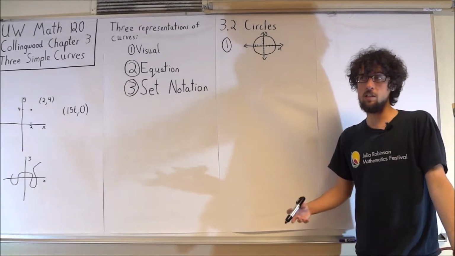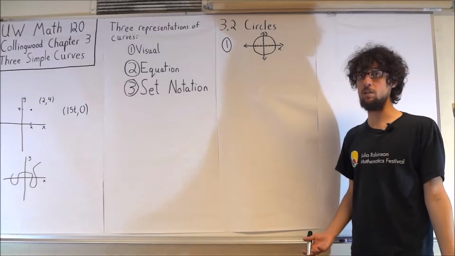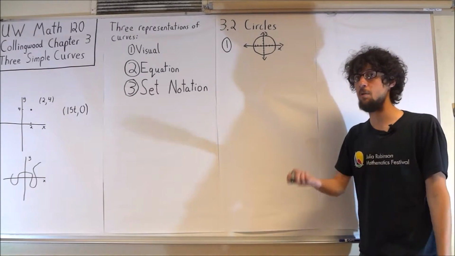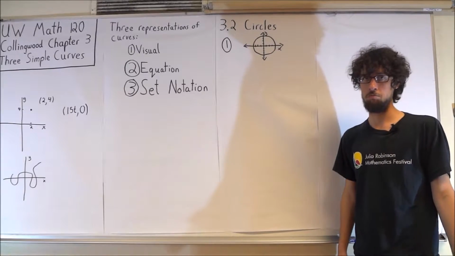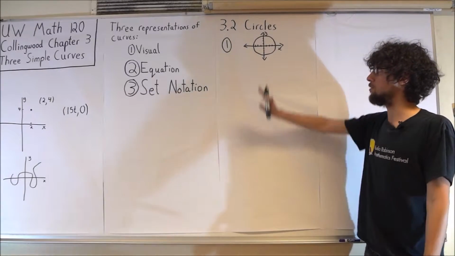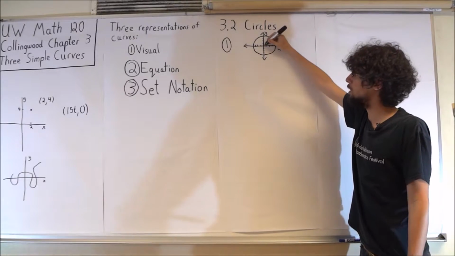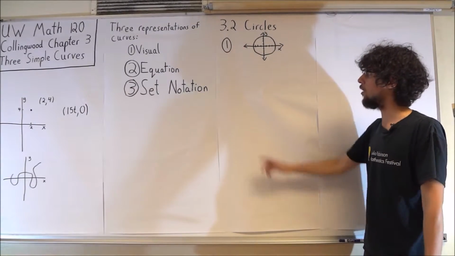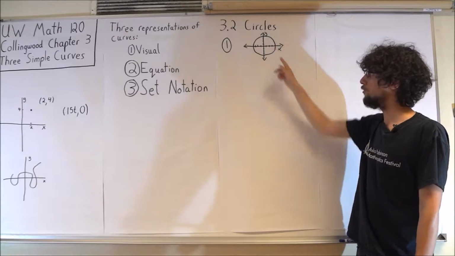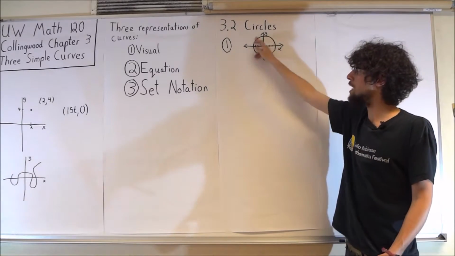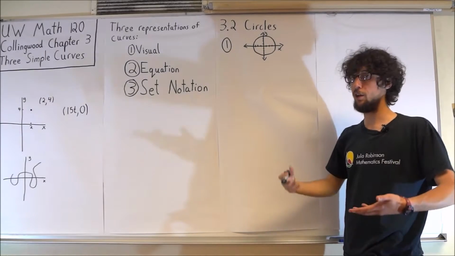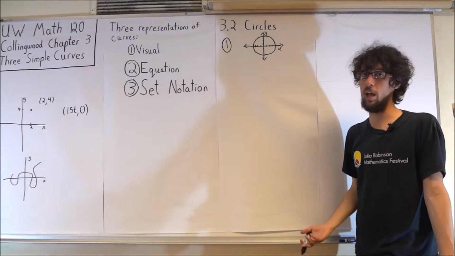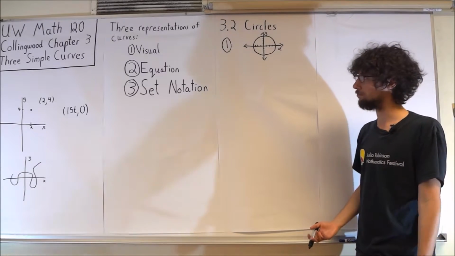A circle is the collection of points that are all the same distance from some particular special point. So in this case, my special point is our favorite special point, the origin. And the distance that I'm talking about is 1, 2, 3, 4 away. This shape that I've drawn here is the collection of points that are exactly 4 units away from the origin.